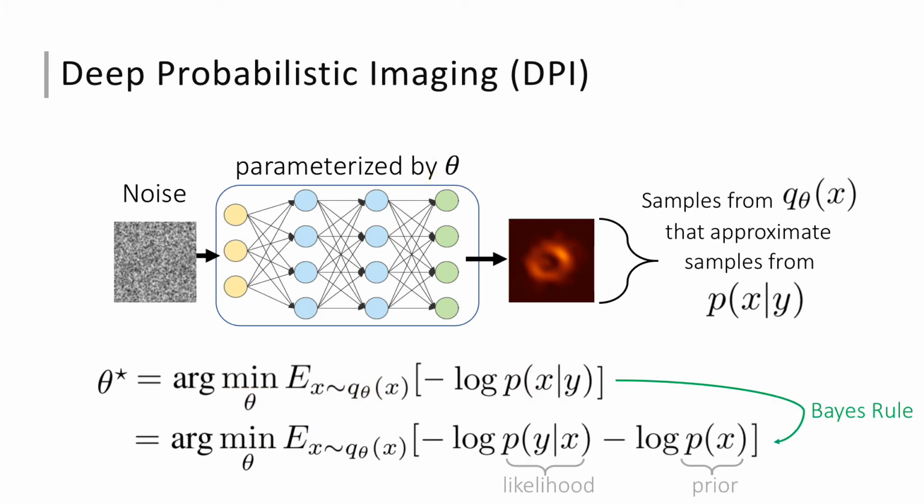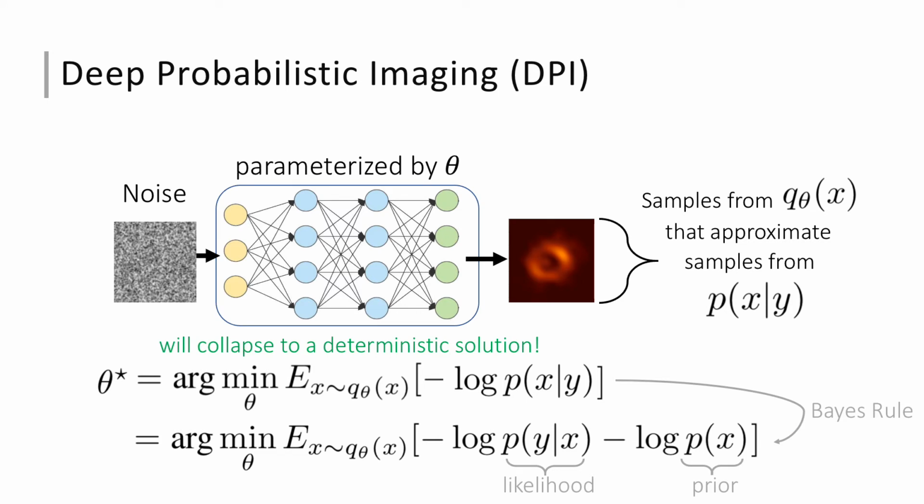Simply rewriting this using Bayes' rule, we once again see how we can split the posterior likelihood into a data fitting loss and an image prior loss. By solving this optimization problem, every generative sample from the network will both fit the measurement data and the image prior distribution well. However, that is still not enough for optimizing the DPI generative model.